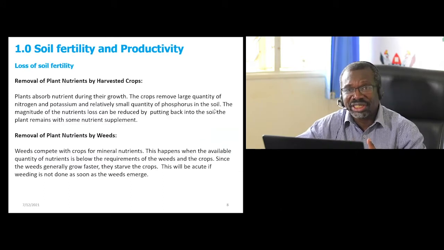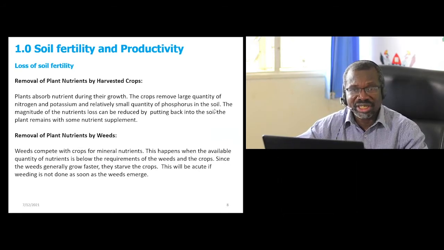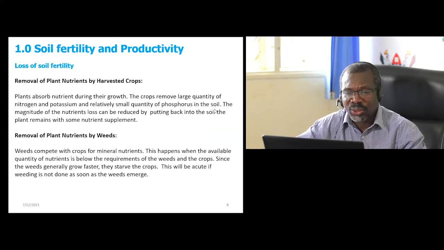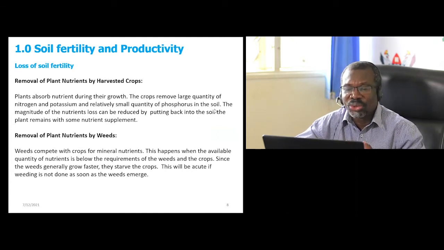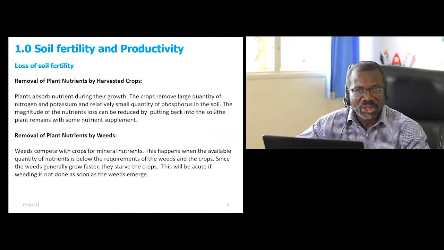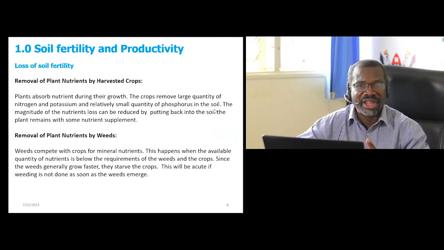Soil fertility can be lost, and you lose it in several ways. We lose it through harvest of crops. We lose it the way we manage the weeds. We lose it through erosion. We can also lose it through the way the tillage is done.